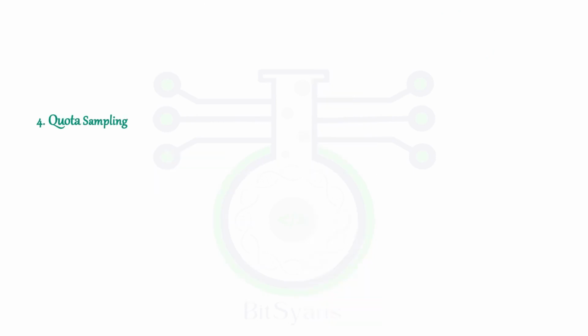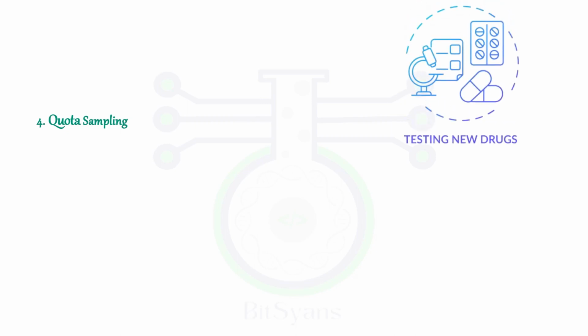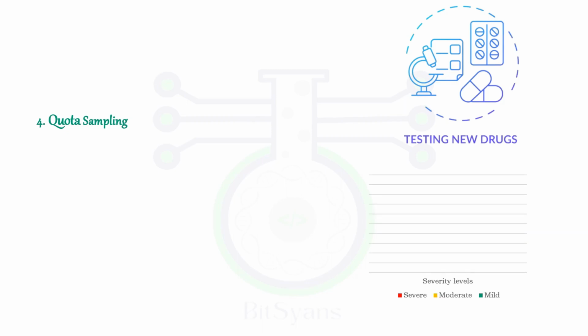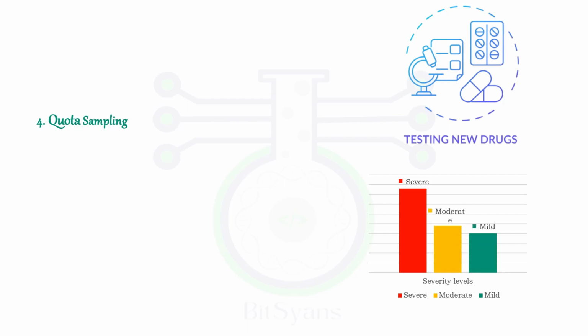Quota sampling is often used in market research studies, but it may not be representative of the larger population. For example, a study to investigate the effectiveness of a new medication for treating a certain disease might use quota sampling to ensure that the sample includes a sufficient number of participants in different disease severity levels. The researcher might set quotas for disease severity level: severe, moderate, mild, to obtain a representative sample.